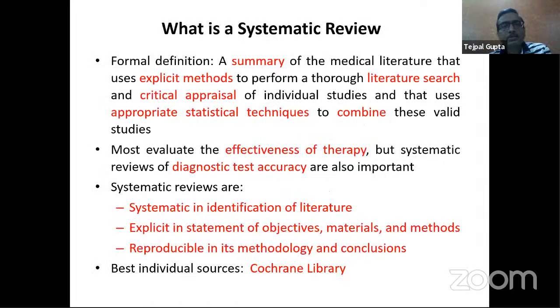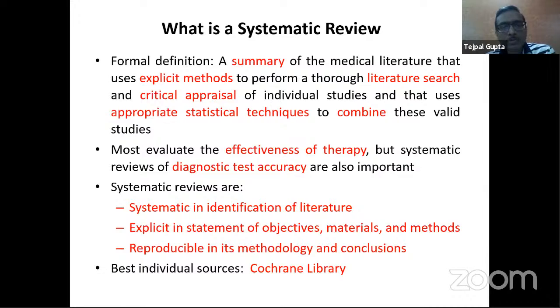And that is the reason systematic reviews came into the picture. A formal definition, again for the benefit of trainees and students: a systematic review is defined as a summary of the medical literature that uses explicit methods to perform a thorough literature search and critical appraisal of individual studies, and that uses appropriate statistical techniques to combine these valid studies.